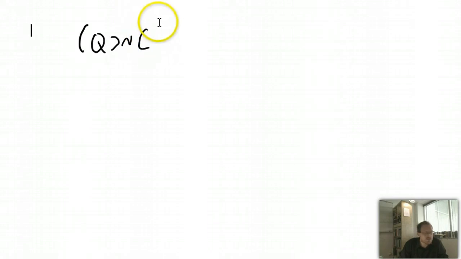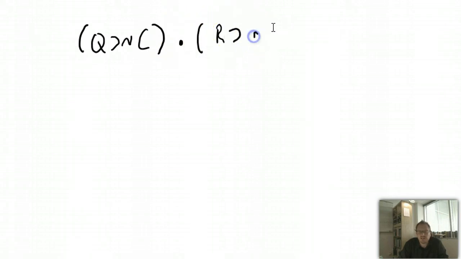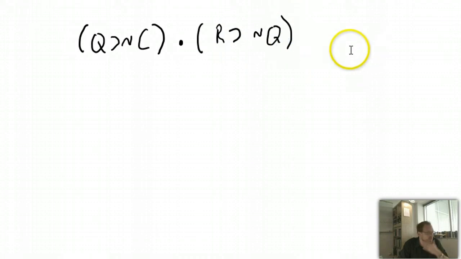So let me write out the problem here. It's Q. If Q, then not C. And if R, then not Q. Now, in terms of what you had to do on the test, it was to determine whether or not it's a tautology, inconsistent, self-contradictory, contingent, or consistent.